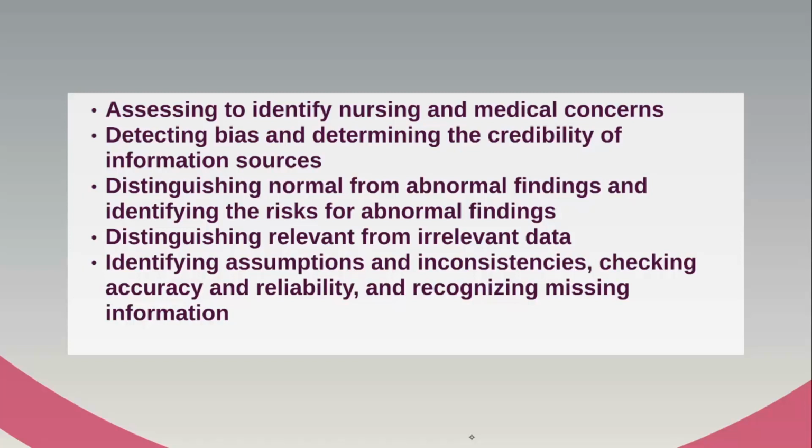We can detect biases and determine the credibility of information. So, for instance, we want to make sure that the information that we're getting is from a primary source, such as the patient, and that it's credible information. We want to be able to distinguish normal from abnormal findings and identify risks for those abnormal findings.